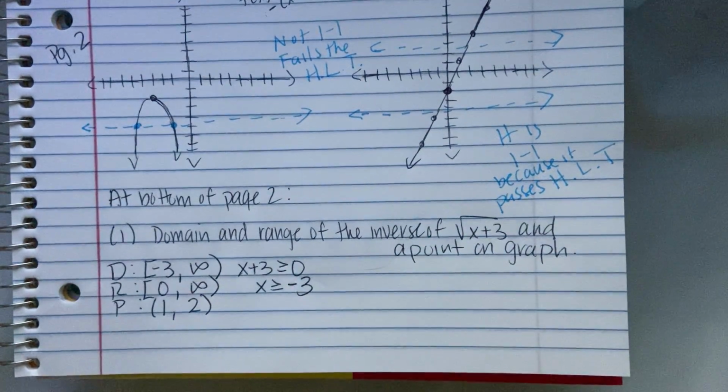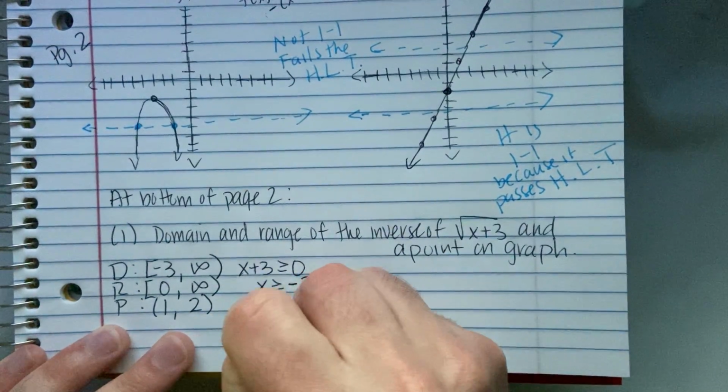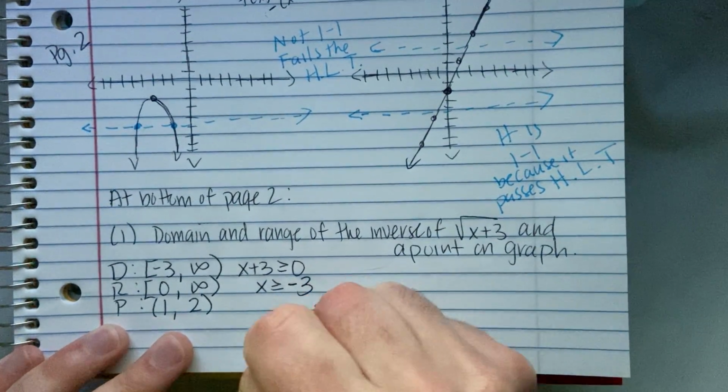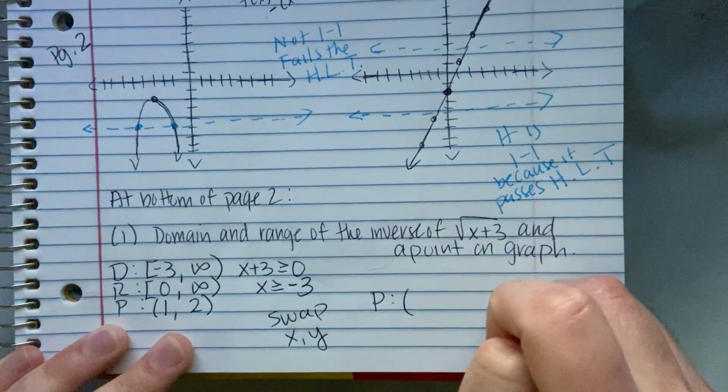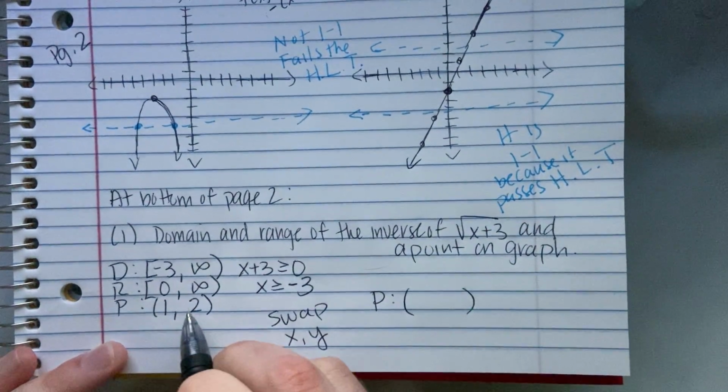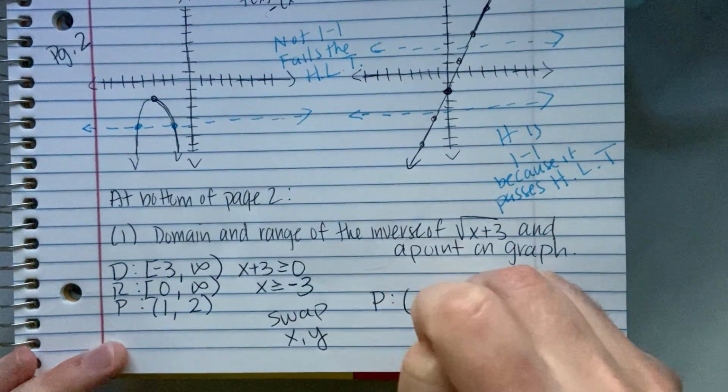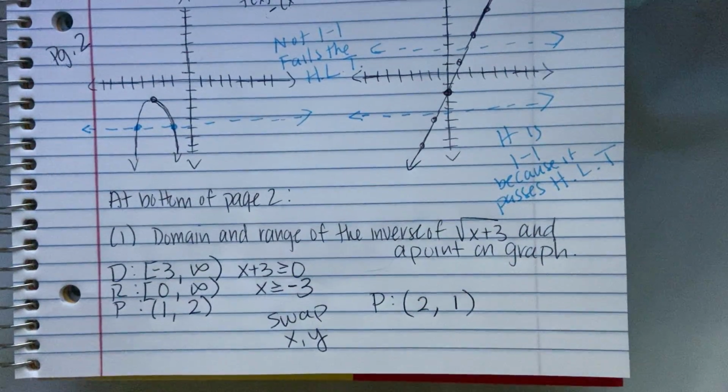Okay, so the main key about an inverse is it takes all x values and y values and it swaps them. Now, what does that mean for our domain, range, and point? When you swap x and y, it's easy to see what happens with the point. X was 1, y was 2. Now x is 2, y is 1. It just flips those two.